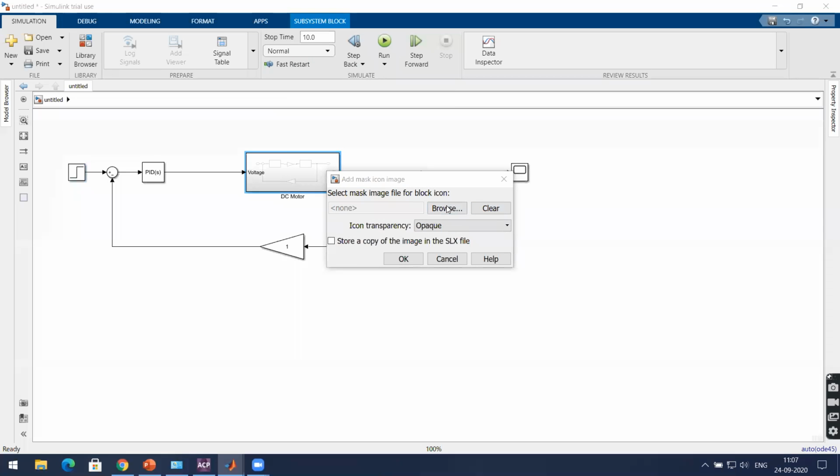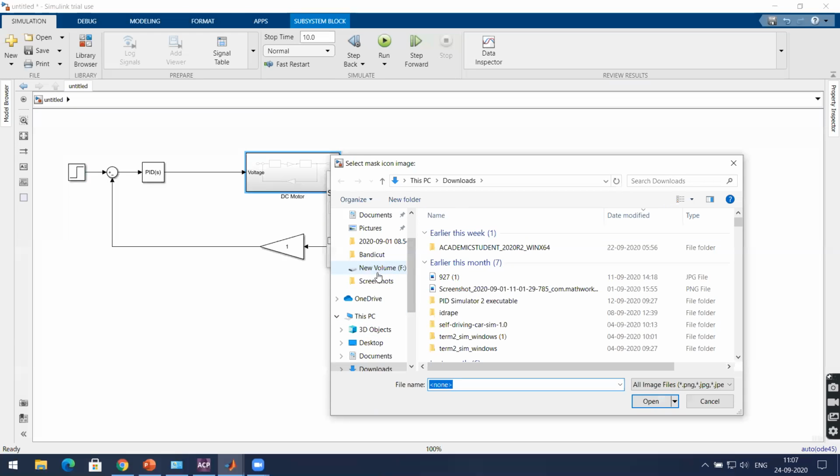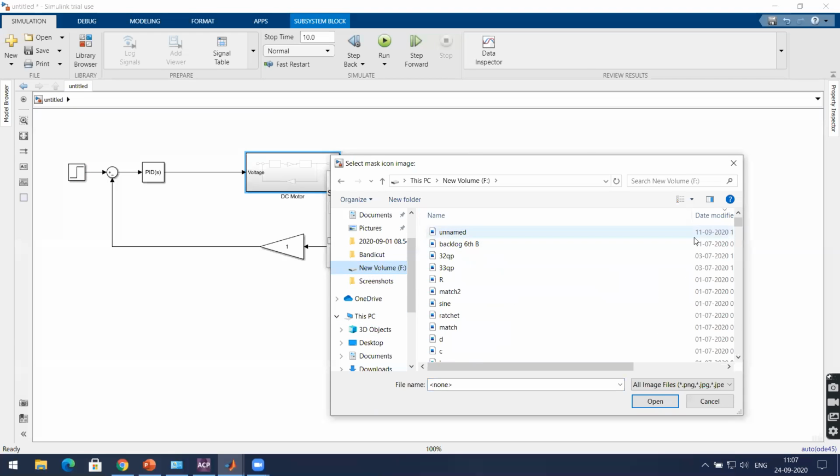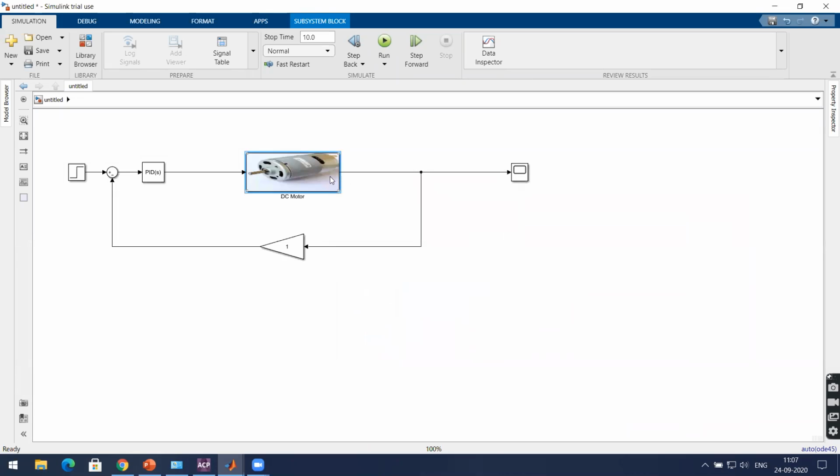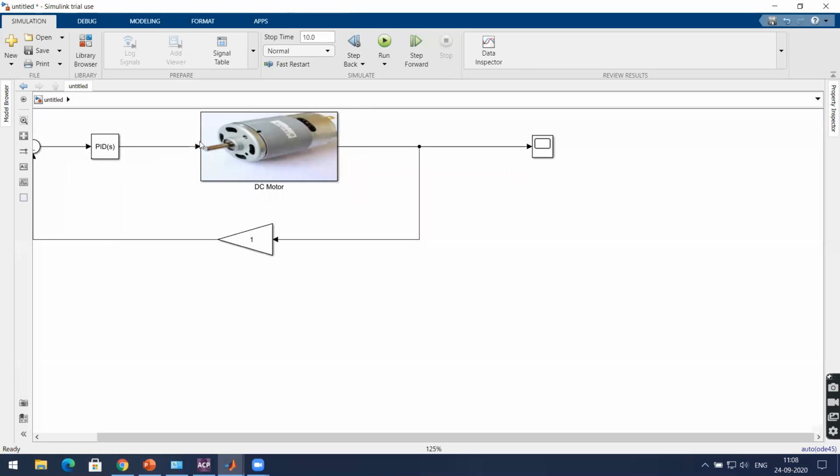You can even have an image of the motor if you have. I had downloaded one DC motor image. So you can even have a picture of that motor and say this is what you are controlling with the PID controller. Okay, so this completes the DC motor thing.